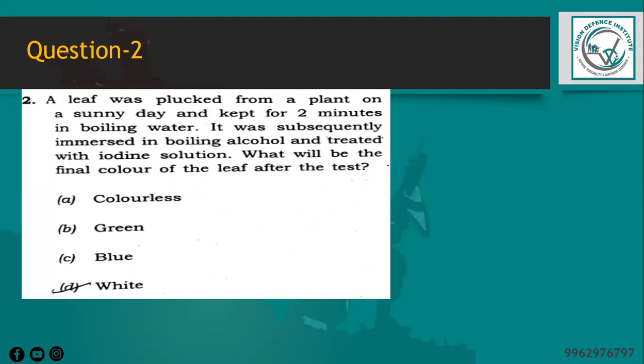The next question is: a leaf was plucked from a plant on a sunny day and kept for 2 minutes in boiling water. It was subsequently immersed in boiling alcohol and treated with iodine solution. What will be the final color of the leaf after the test? Yes, obviously the answer is colorless.